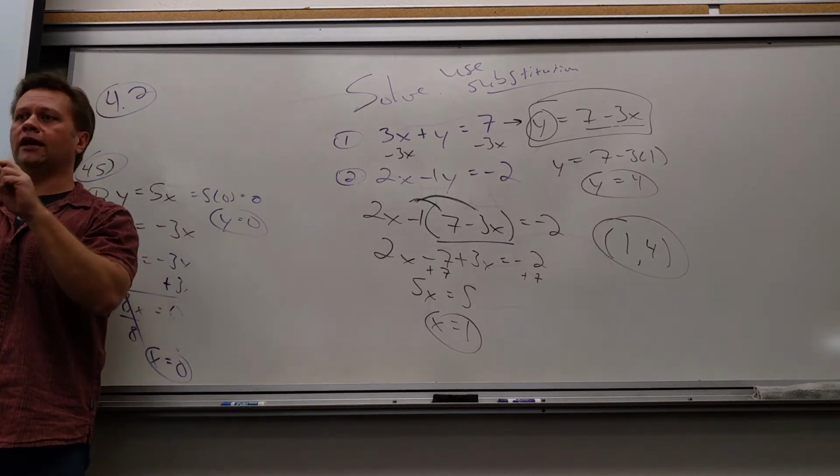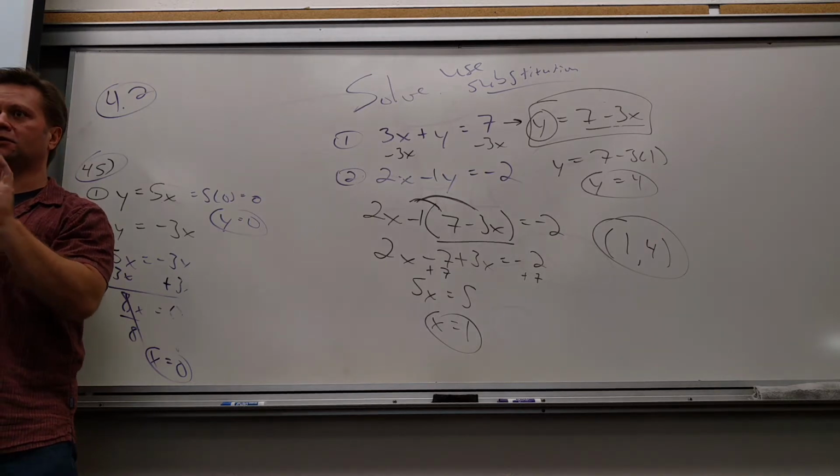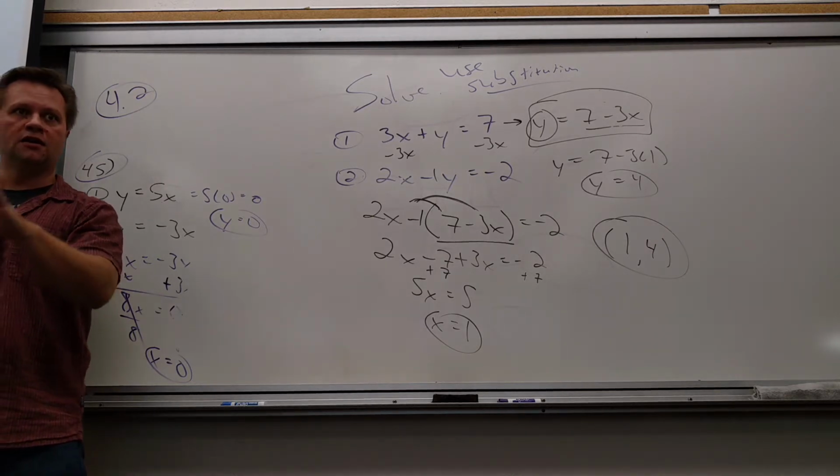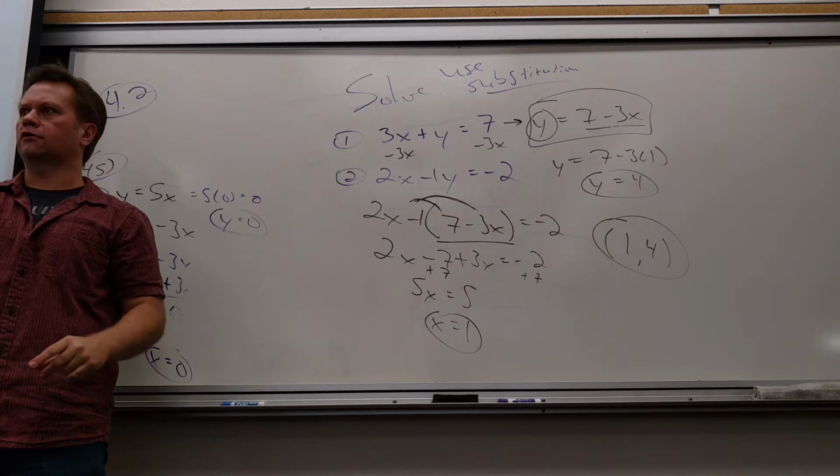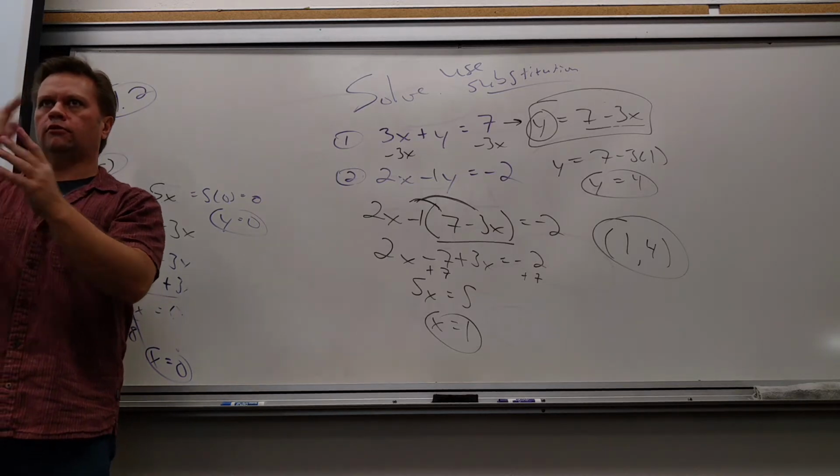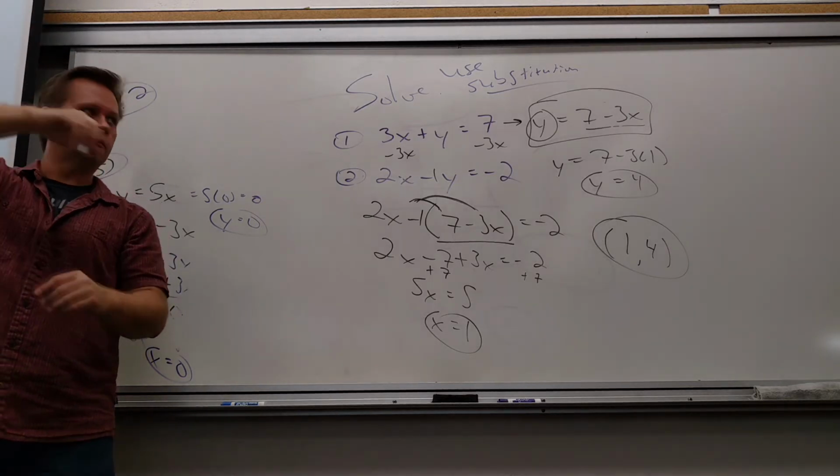You should not end up with any x squareds or y squareds yet. That's a little bit beyond this. Everything should stay linear, meaning powers of 1. Parabolas get a little weirder when you say, well, where's this meet?